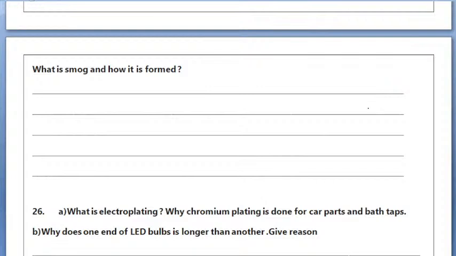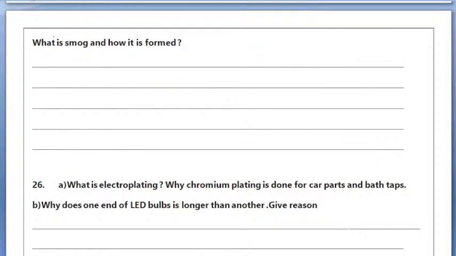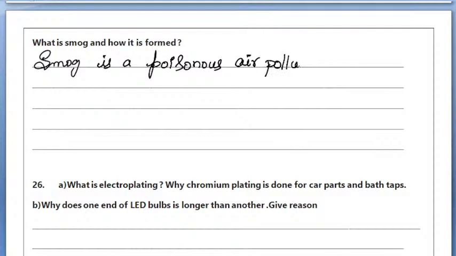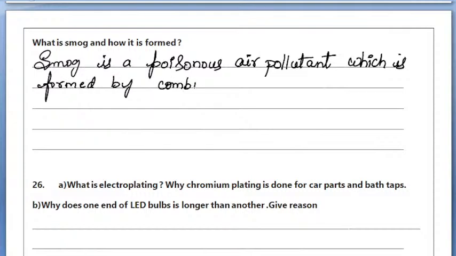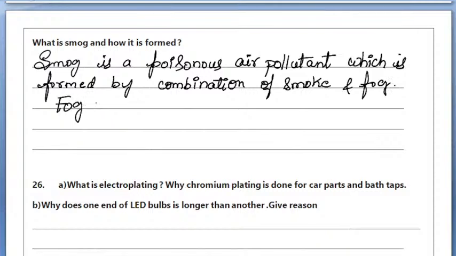What is smog and how it is formed is my next question. What is smog? How do you answer what is smog? Smog is a poisonous air, children. Smog is a poisonous air pollutant. It is formed by the combination of smoke and fog. So what does fog contain?